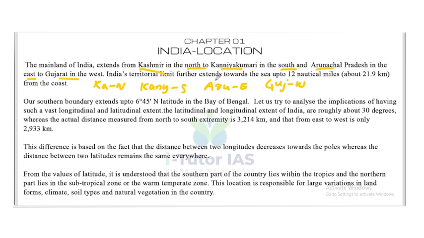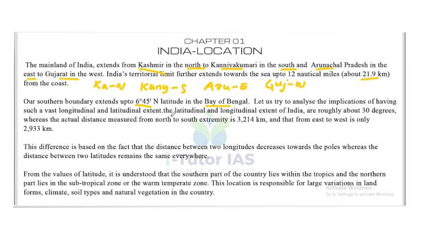Now, India's territorial limits further extend towards the sea up to 12 nautical miles, that is about 21.9 km from the coast. Our southern boundary extends up to 6 degree 45 minutes north latitude in the Bay of Bengal.